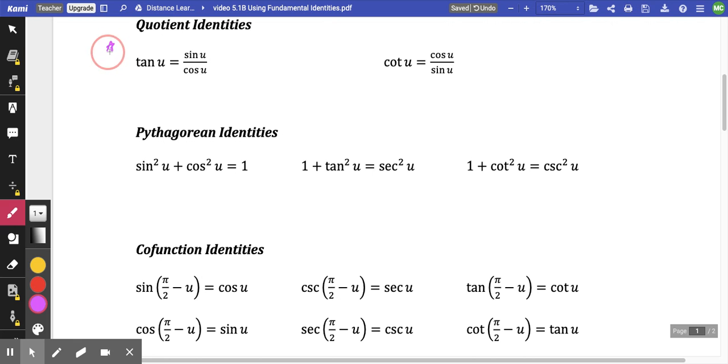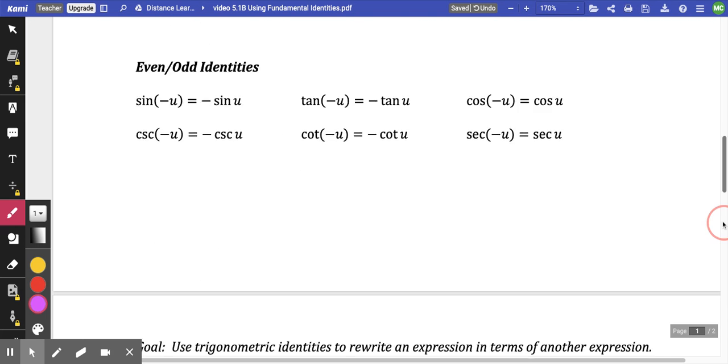Quotient identities, those you also should know. Tangent is sine over cosine and cotangent is cosine over sine. The Pythagorean identities, I told you if you know this one for sure, the fundamental one, then the other two are just a result of manipulating that one. So sine squared plus cosine squared equals 1. It is helpful, though, to know the other two. You'll be a little bit quicker and be able to see things faster. So 1 plus tangent squared is secant squared, and 1 plus cotangent squared is cosecant squared.